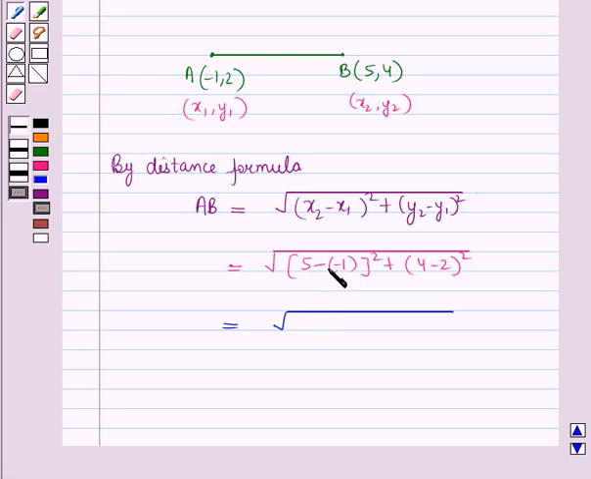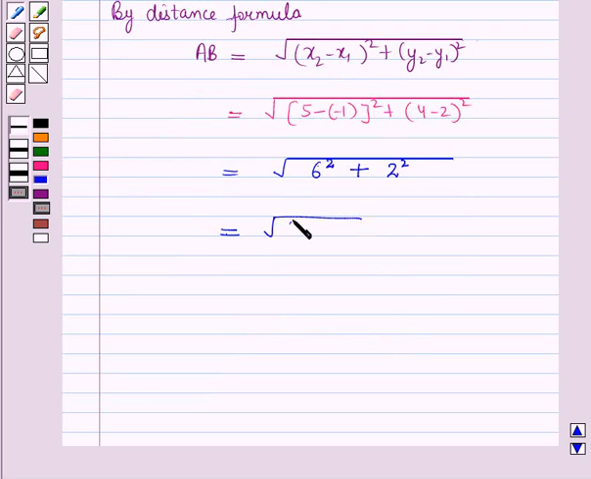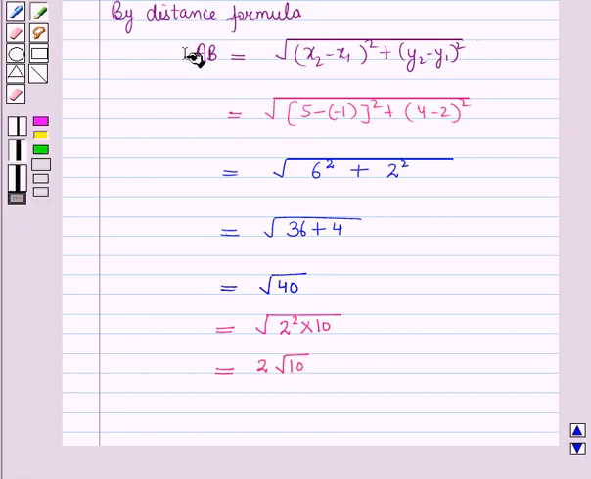5 minus of minus 1 is 5 plus 1 which is 6, and here it will be 6 square plus, now 4 minus 2 is 2, so this will be 2 square. And further this is equal to, now 6 square is 36 plus 2 square is 4. So this is equal to square root of 36 plus 4 which is equal to square root of 40. And this is equal to square root of 2 square into 10 which can be written as 2 root 10. So length of line segment AB is equal to 2 root 10 units.